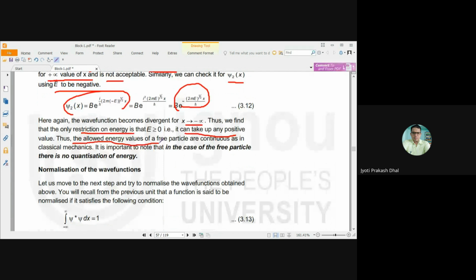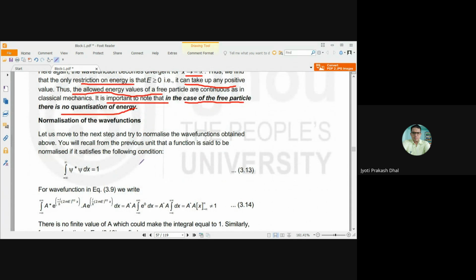Thus the allowed energy values for a free particle are continuous, as in classical mechanics. It is important to note that in the case of a free particle, there is no quantization of energy. If there is no boundary, the energy of the free particle will not be quantized. Now coming to the normalization of the wave function.